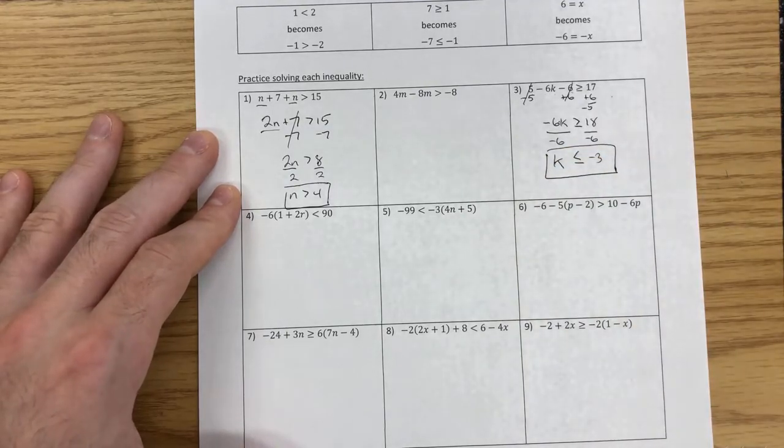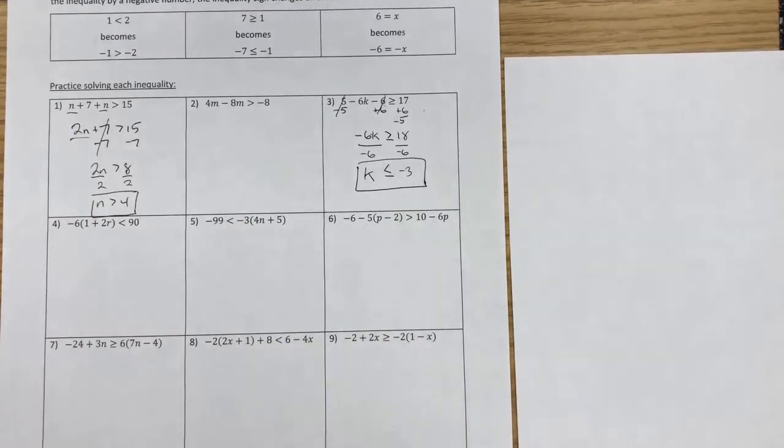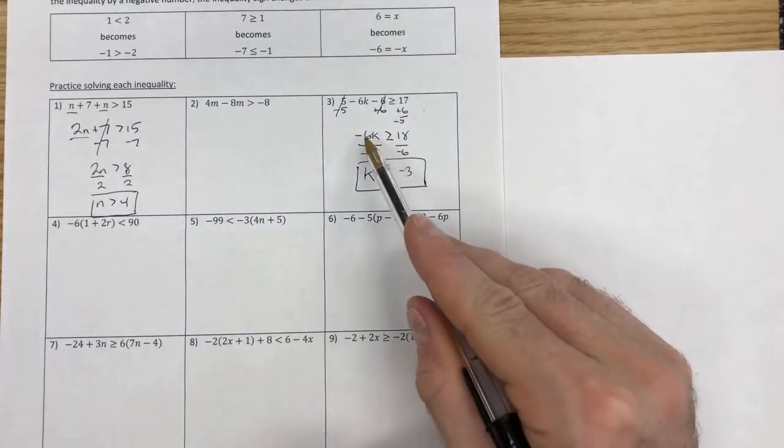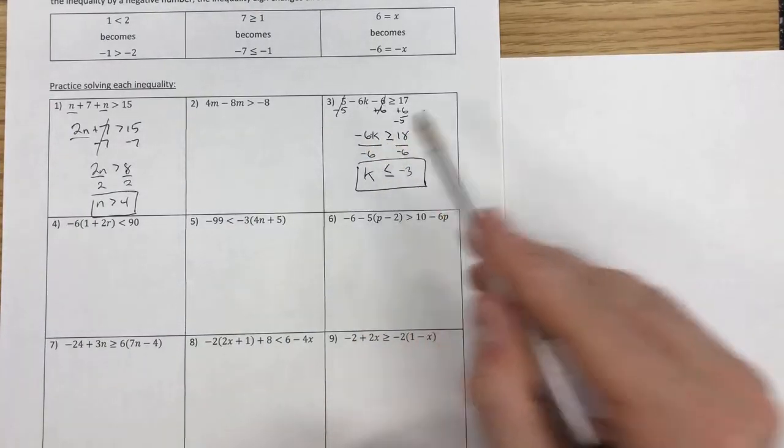Now, some of you might be crafty and say, hey, what happens if instead of dividing by negative 6, how about I just add that over here and subtract the 18?